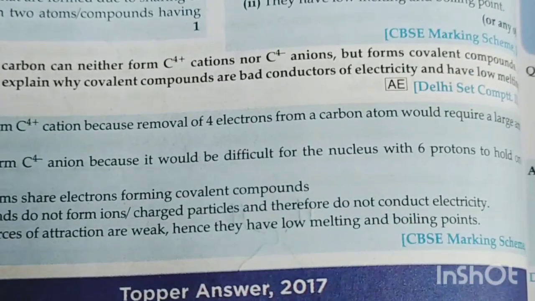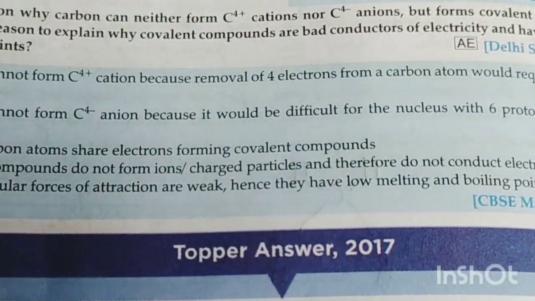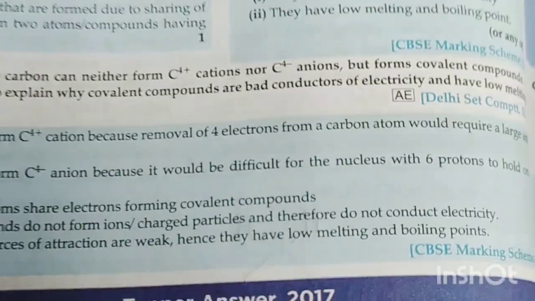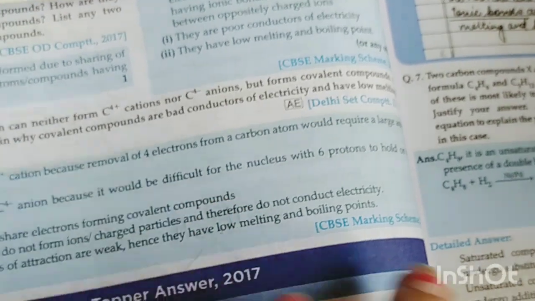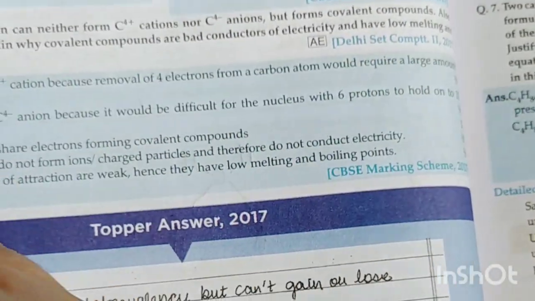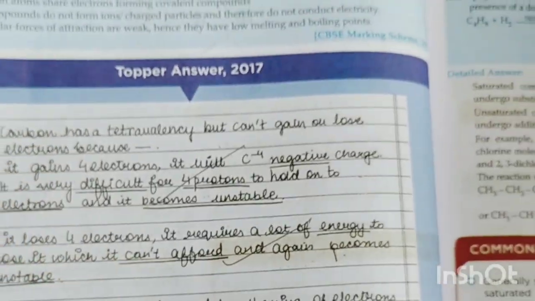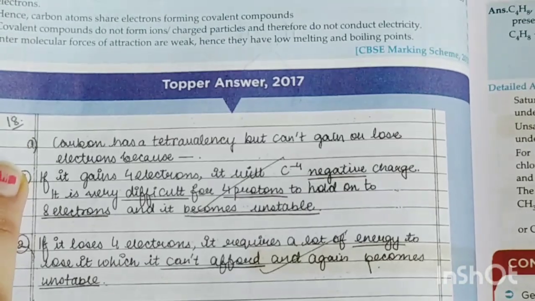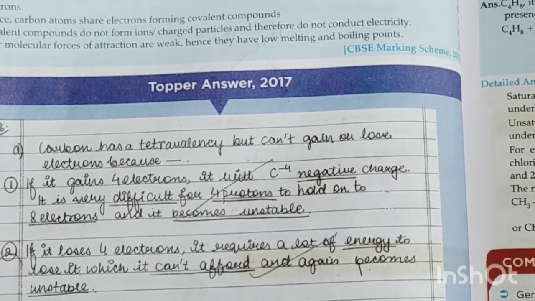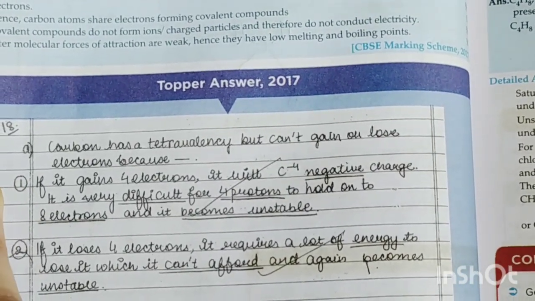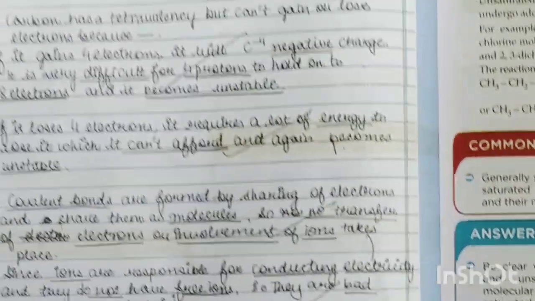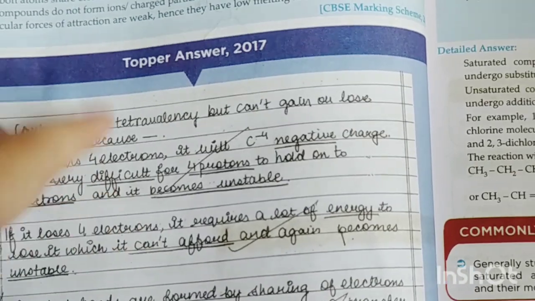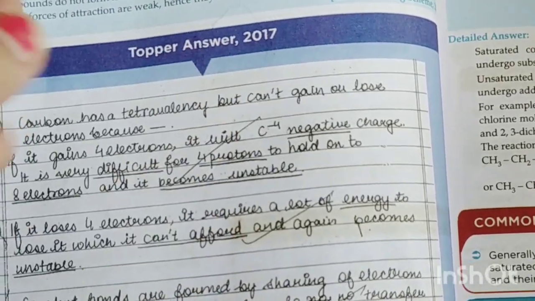Now the next question is that: explain why covalent compounds are bad conductors of electricity. This we have already done. And low melting point and boiling points. So it is like that covalent compounds have intermolecular forces of attraction that are very weak, and due to that they have a low boiling point and melting point.